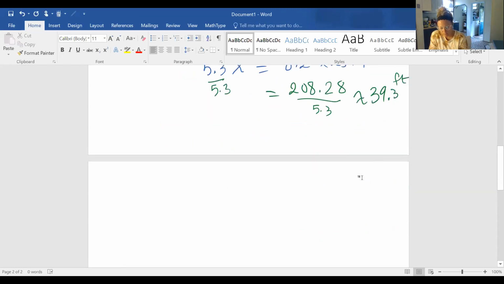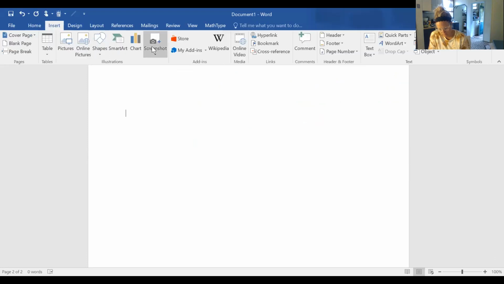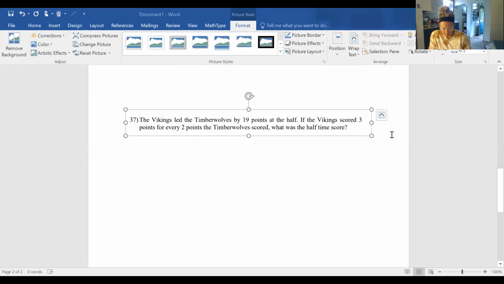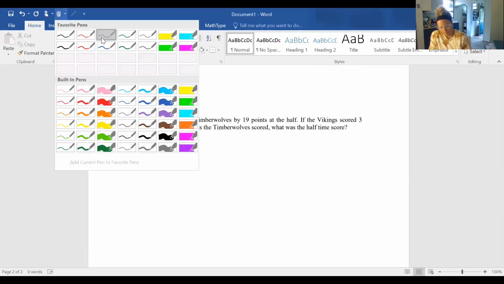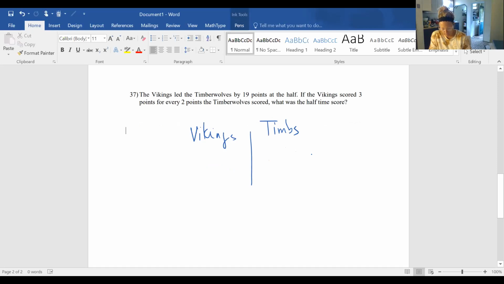Okay, let's see another one that is maybe a little bit more complicated. Okay, so we have a basketball problem. I don't know if it's basketball or something like that. We have the Vikings, and we have the teams, right? But here, we said the Vikings led the Timberwolves by 19 points at the half.